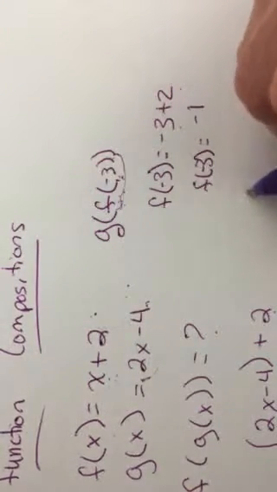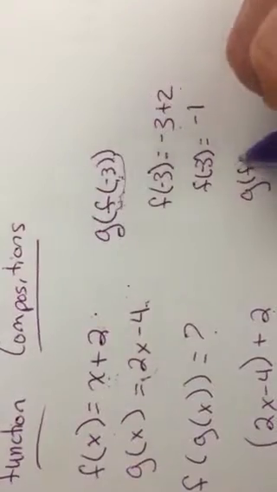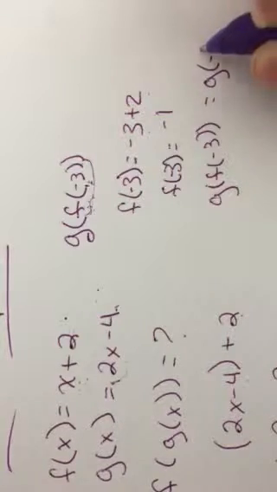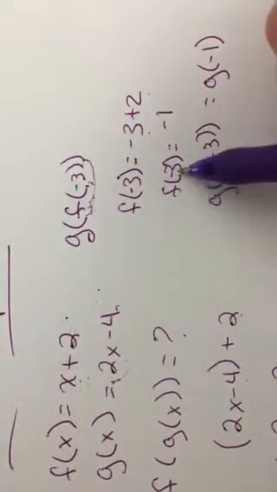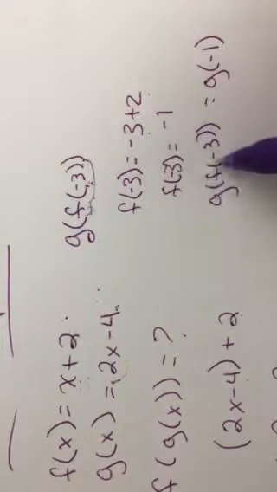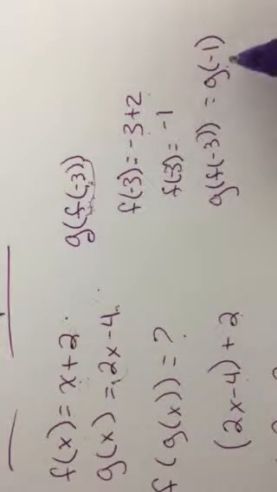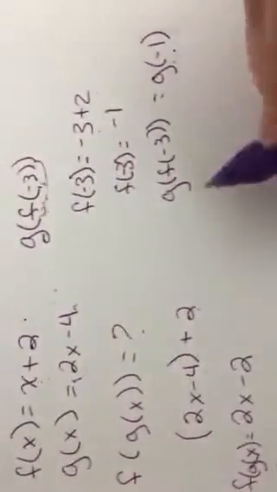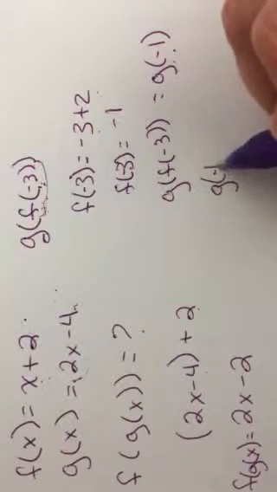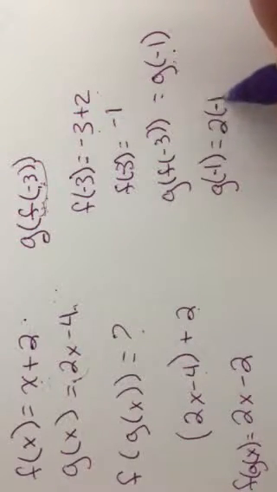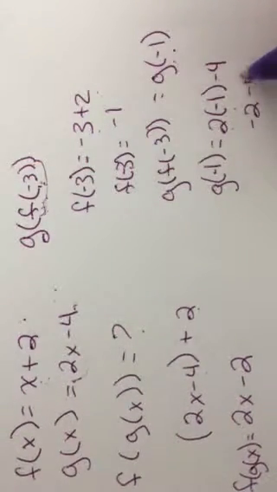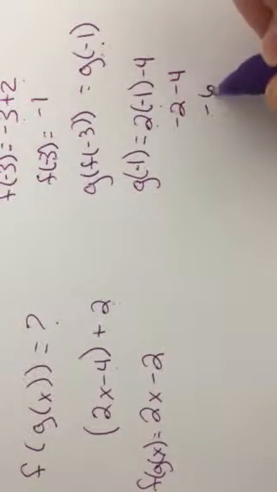Alright, so really, instead of writing all this conglomeration out, we can just write it as g of negative 1, because f of negative 3 equals negative 1, which is this right here, so we could just write it as this. So g of negative 1. Now all we have to do is go to this g of x function and substitute in negative 1. So we have g of negative 1 equals 2 times negative 1 minus 4. 2 times negative 1 is negative 2, minus 4. It's going to give us negative 6.